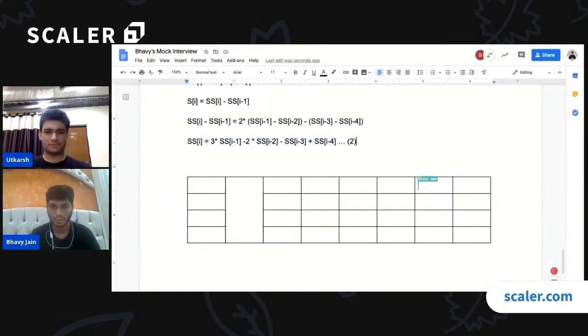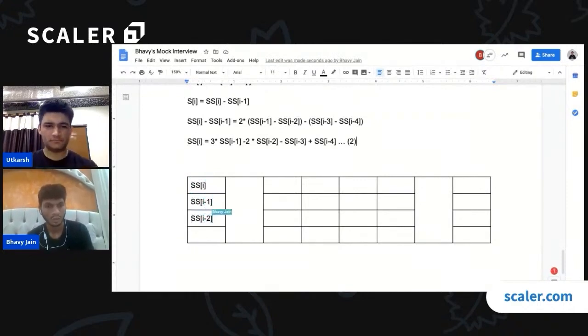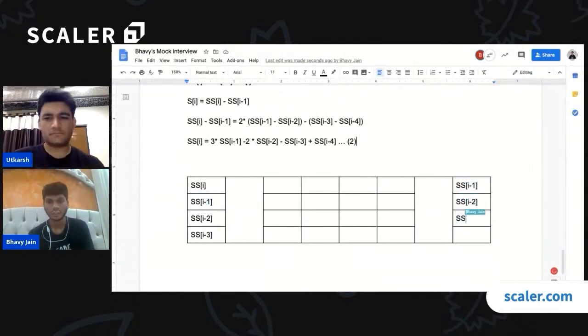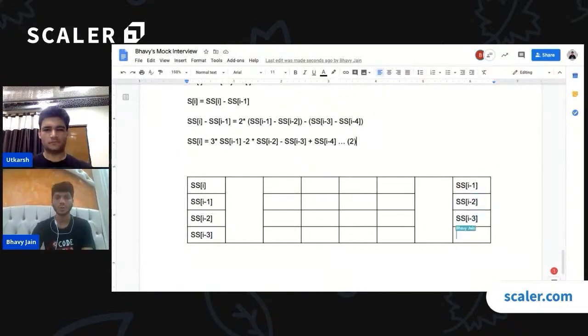Okay. So also let's merge this as well. Again, we will do the same thing. Represent SS of I, SS I minus 1, SS I minus 2, SS I minus 3, and we will find it by difference of 1. So SS I minus 1, SS I minus 2, SS I minus 3, and this should be SS I minus 4.